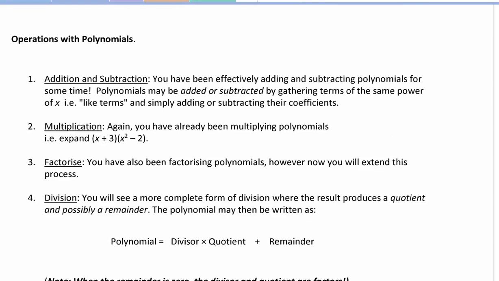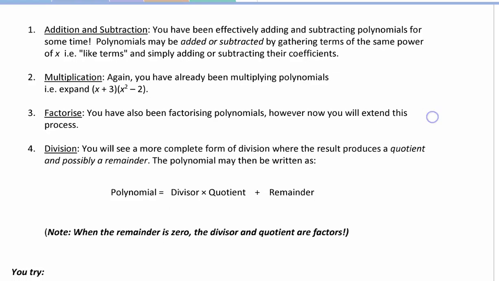Operations with polynomials, we can add and subtract them. You've done that before. And you know that you have to have like terms, and we simply group together our like terms and add and subtract the coefficients. We multiply polynomials, so x plus 3 is a polynomial, x squared minus 2 is a polynomial. We multiply these two polynomials, and you've previously seen that as an instruction to expand, but in essence it is just multiplying polynomials.